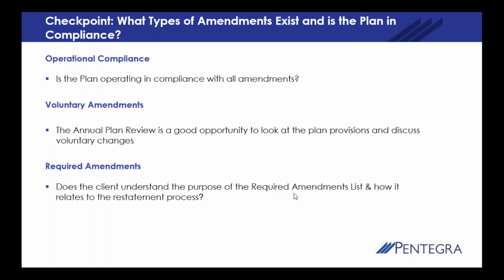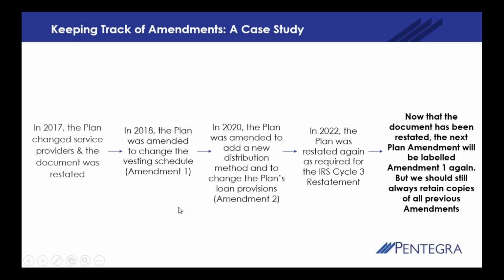So make sure they understand that required amendments exist. Make sure they understand the required amendments list, and then how that all ties together when we draw everything into the main plan document when we restate periodically. Let me show you a case study to tie all of this together. This is a real case study. This is a client that I worked with in the past. I have obviously changed some of the dates just for anonymity purposes, but largely the details remain the same.